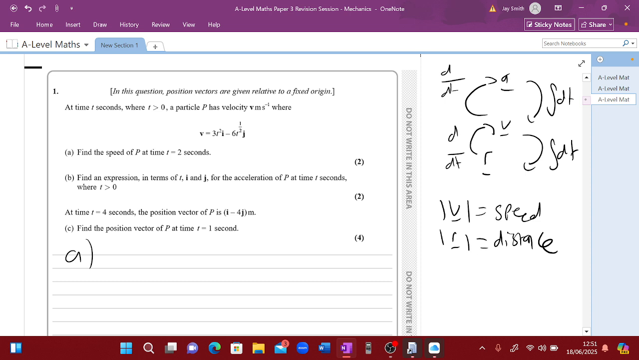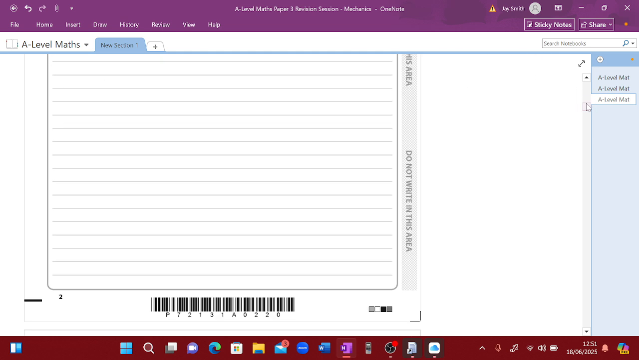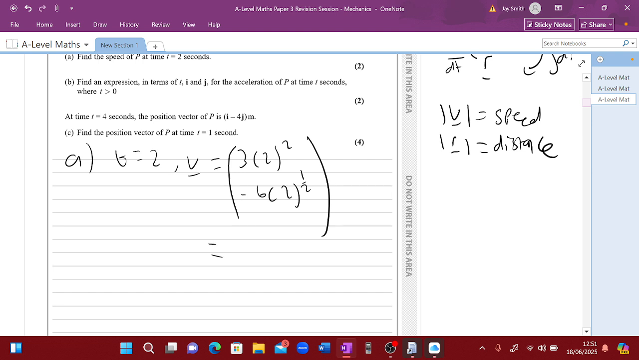Okay, so speed at time t is 2, and let's substitute t is 2 into v. So v then would be 3 times 2 squared. I'm going to do it as a column. I don't like this i and j, so you can just do it like a vector like this as a column. So 3 times 2 squared, that's the top part, and then minus 6 times 2 to the half, which would be the bottom part. And so then I guess you put that into the calculator or whatever. 3 times 2 squared would be 12. And minus 6 times 2 to the half.